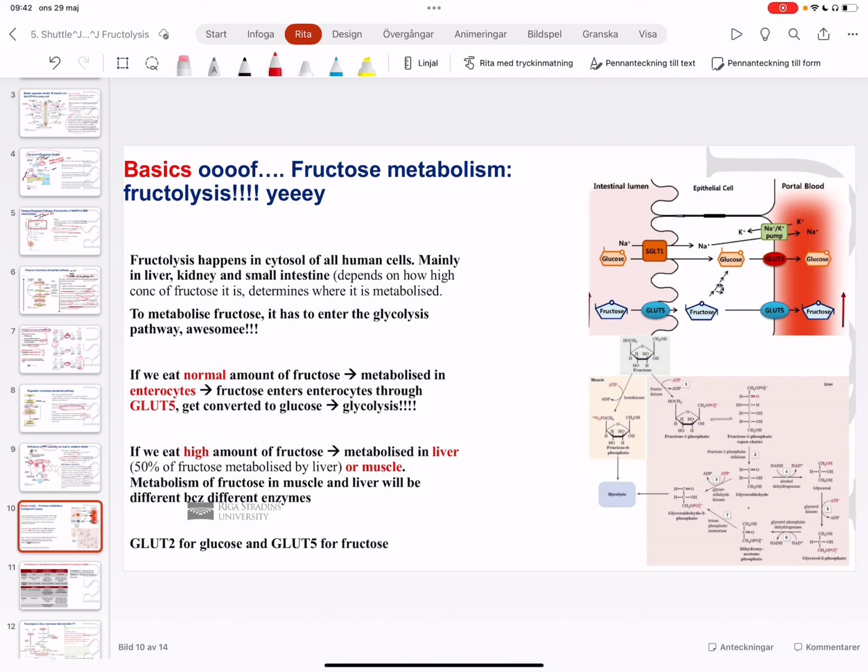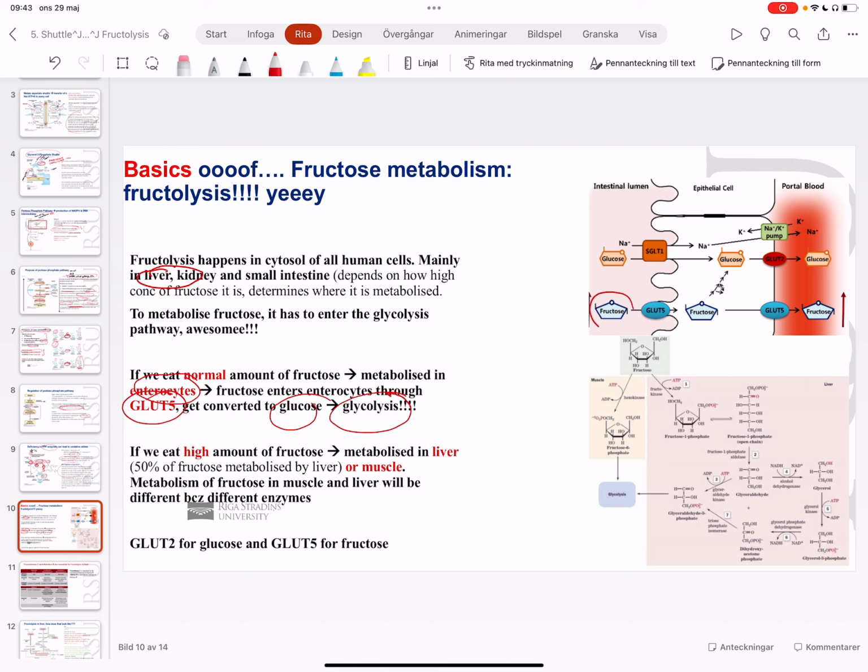So fructolysis happens in the cytosol of human cells, but mainly it will occur in the liver, but also in the kidneys and the small intestine. If we eat a normal amount of fructose, then it will be metabolized in the enterocytes, and it will enter the enterocytes through the GLUT5 transporter, and then it will be converted into glucose, and then glycolysis will happen.